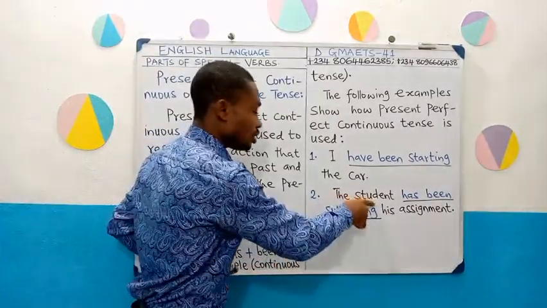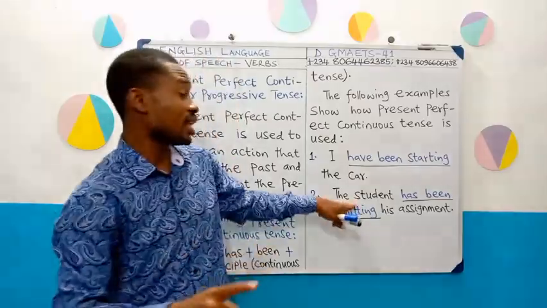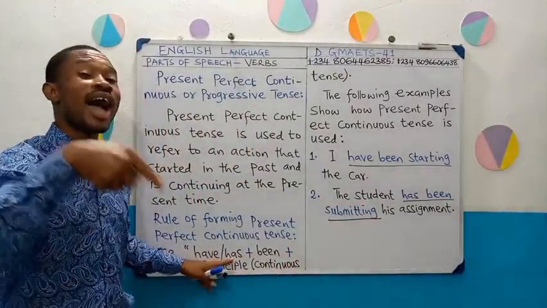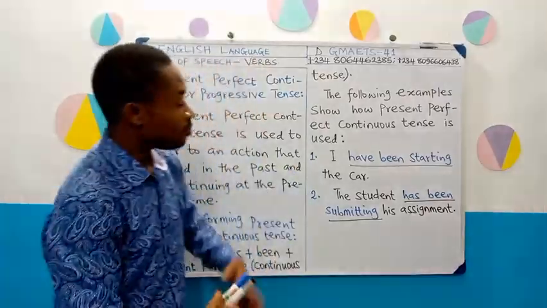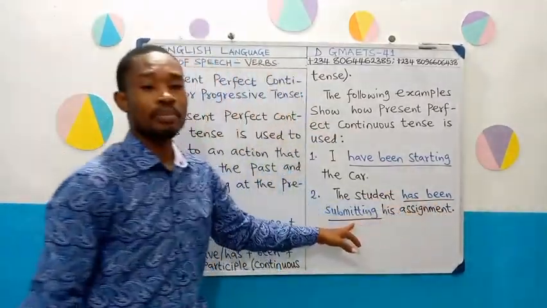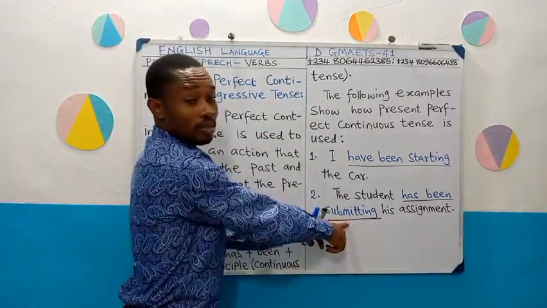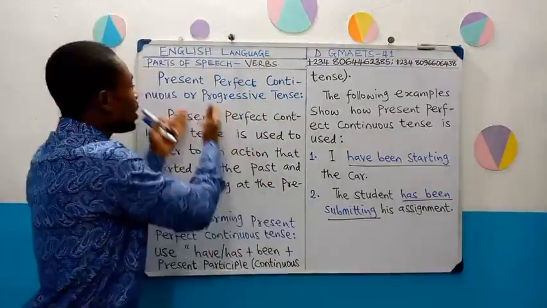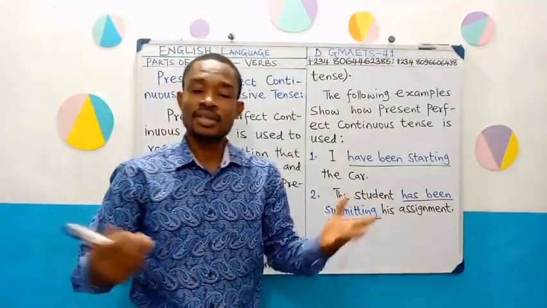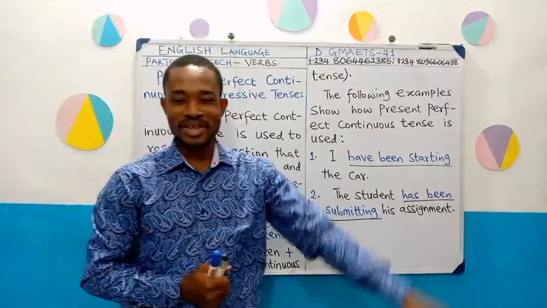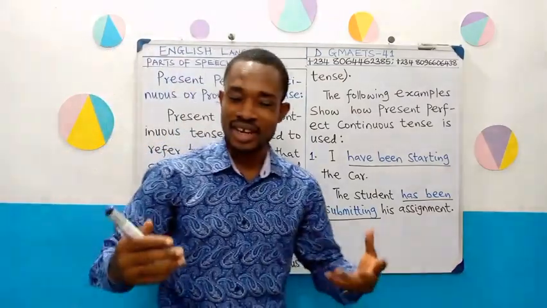But here I said the student. The student is referring to one person. Is that okay? So the subject there is singular, and that is why it took has. The student has been submitting his assignment. So our present perfect continuous tense is has been submitting. What made it a continuous tense, a progressive tense, is this submitting, the ing verb. Then we have the present perfect: this has and been that you added. Has is the present primary auxiliary verb. So take a look at them, read through, watch the video again and again.